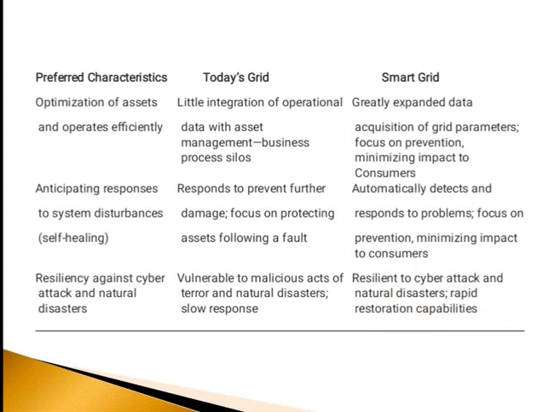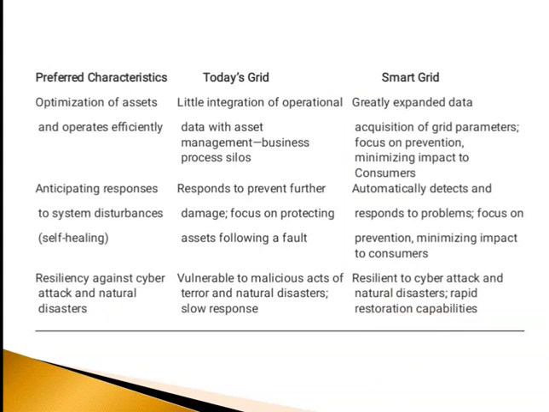The next characteristic is the optimization of assets and efficient operation. Usually in today's grid, there is little integration of operational data because it is based on only one type of energy generation. But as different types of renewable energy resources are involved in the smart grid, data acquisition, grid parameter monitoring, and minimizing the impact on consumers, prevention, all these parameters come into the picture in the smart grid.